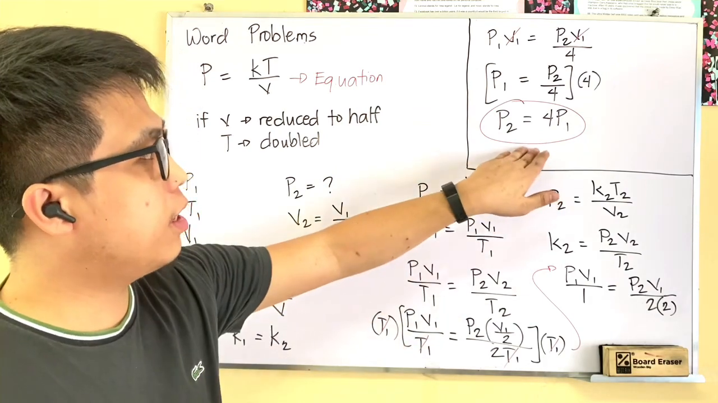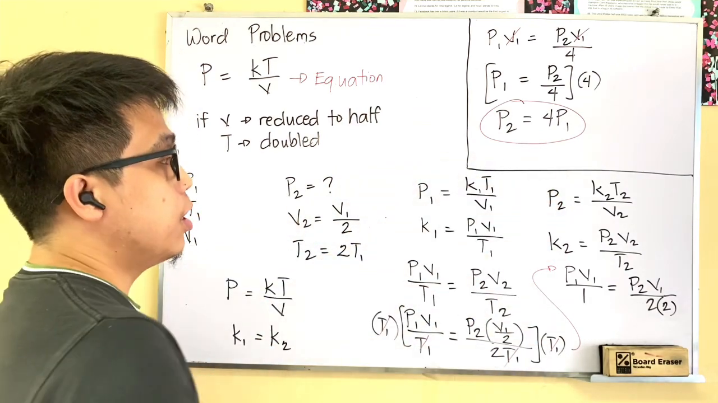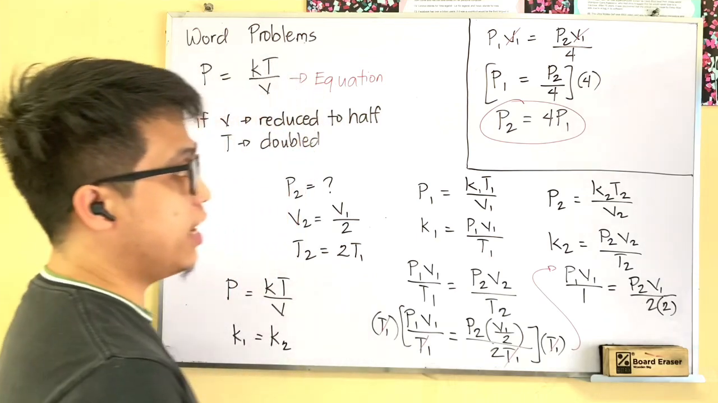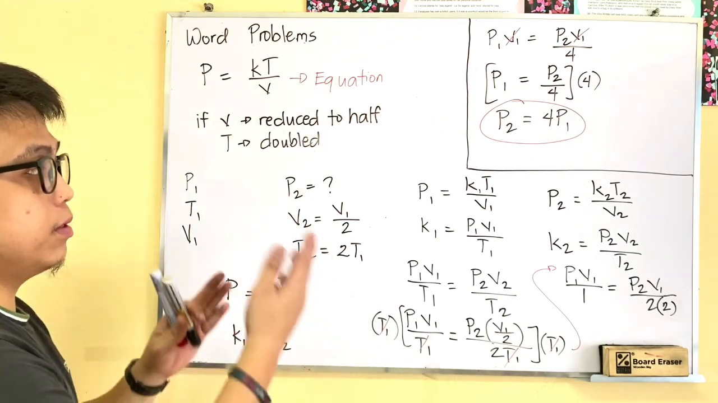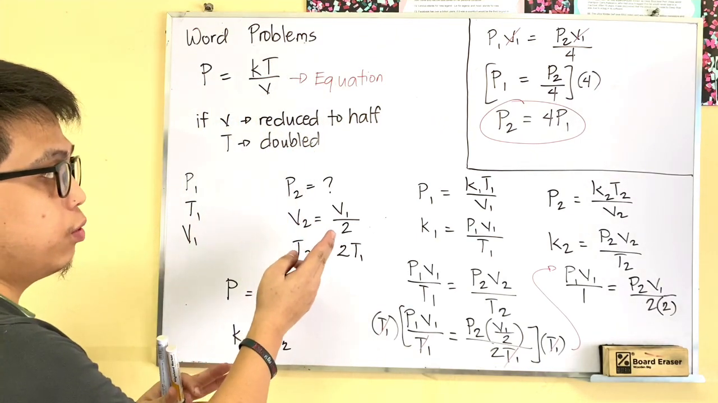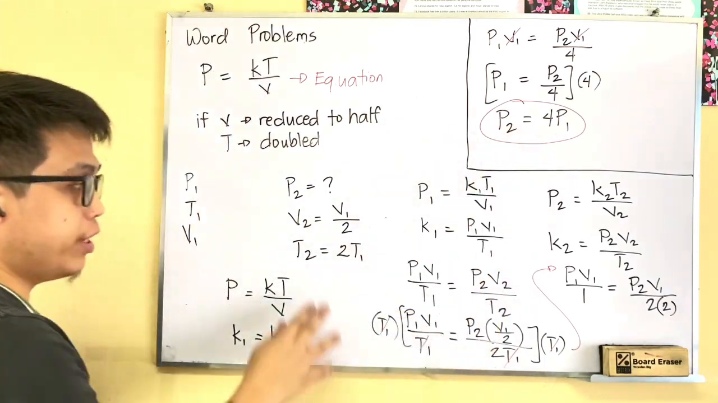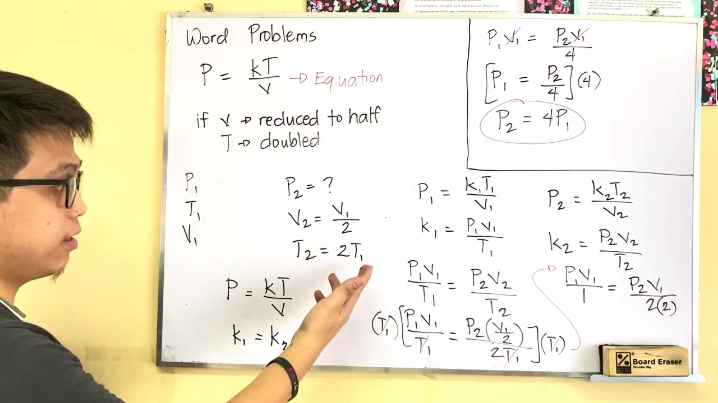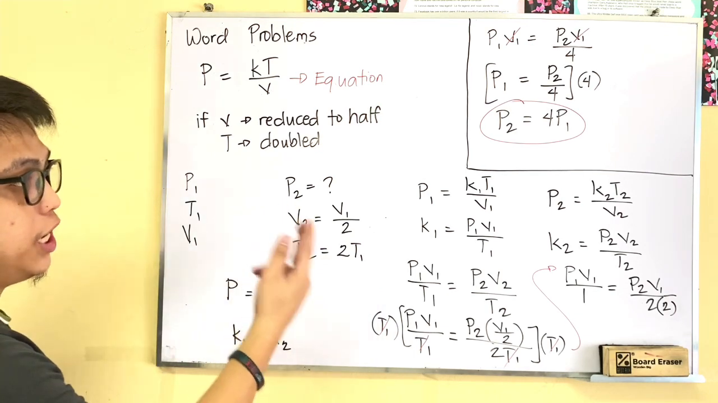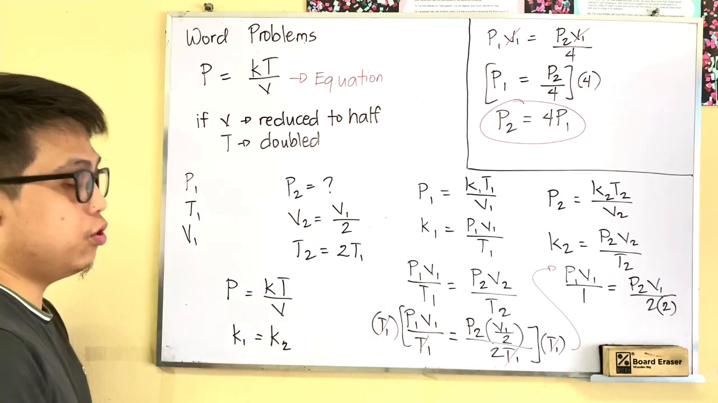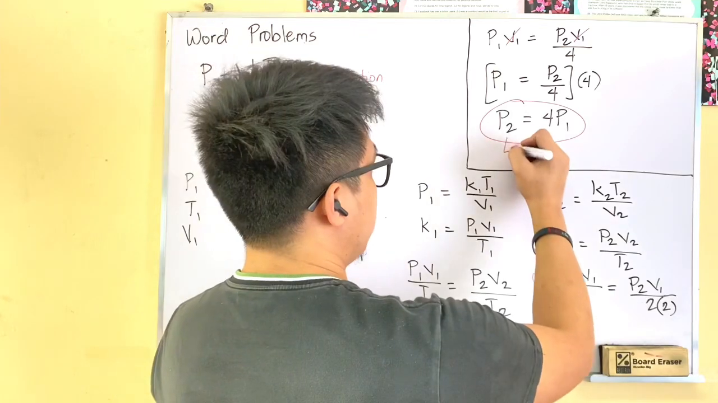So ano ibig sabihin na nakuha nating equation? So, based dito, ang mangyayari sa ating pressure 2 will be 4 times of the pressure 1 when the volume is half and the temperature is double. So, yun yung ating explanation.